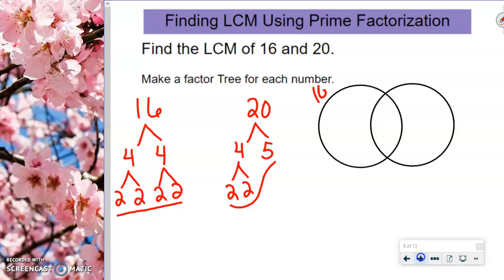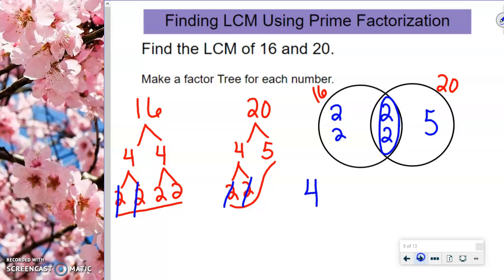Now I want to place these numbers into my Venn diagram. So I look for numbers that they have in common that would go into the middle of my Venn diagram. I see that they both have a 2, so I put a 2 in the middle. I see that they both have another 2, so I put that 2 in the middle. 16 still has two more 2's left over, and 20 still has a 5 left over. Now, for finding GCF, all I would have to do is multiply those two numbers together, which of course would give me 4 as my greatest common factor.